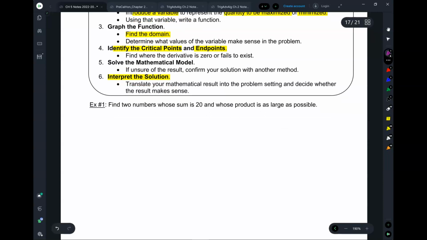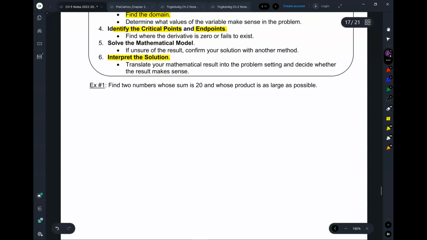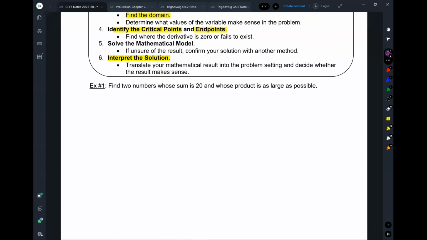Okay, all right, so let's start. We're going to focus in this class on basically three main types of problems. The first one is like example 1 here, where you have two numbers that have some sort of relationship, and you want to find the two numbers. So take a look at this problem here. It says find two numbers whose sum is 20 and the product is as large as possible.